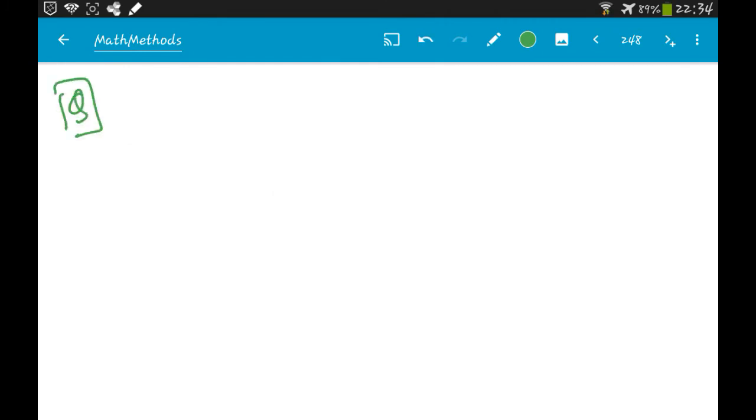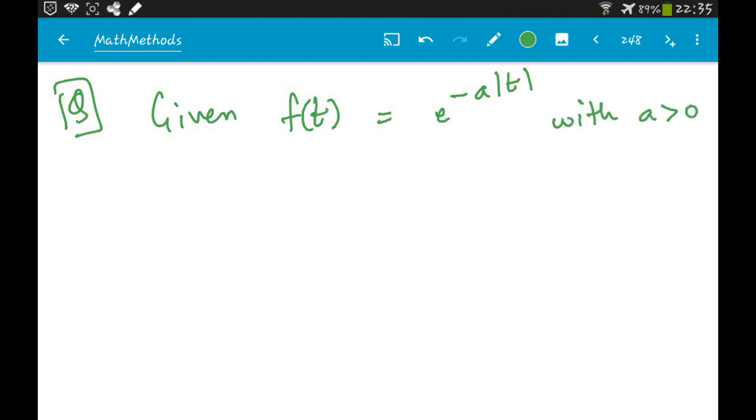And that problem is: given f(t) = e^(-a|t|), with a greater than 0, you need to find F(ω). Alright, so first let's write down the formula for F(ω).